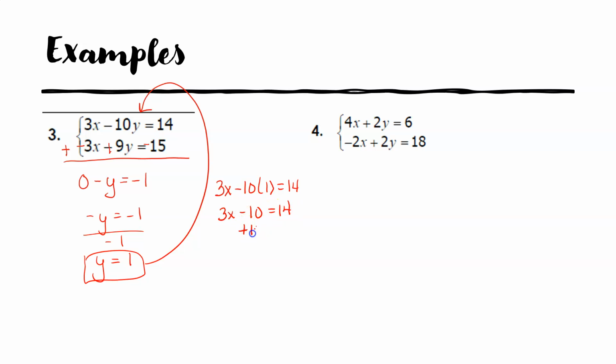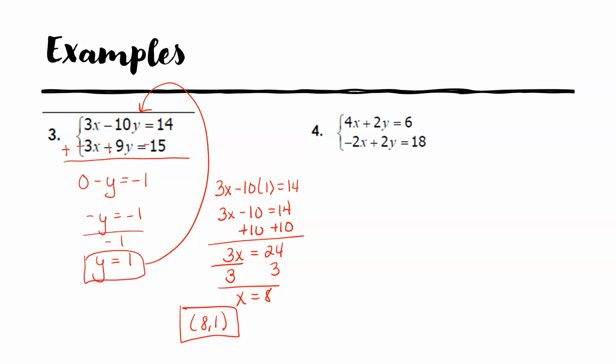When I add 10 to both sides, I have 3x equals 24. I'm going to divide each side by 3. X equals 8. So my ordered pair is 8, 1. That's my solution.